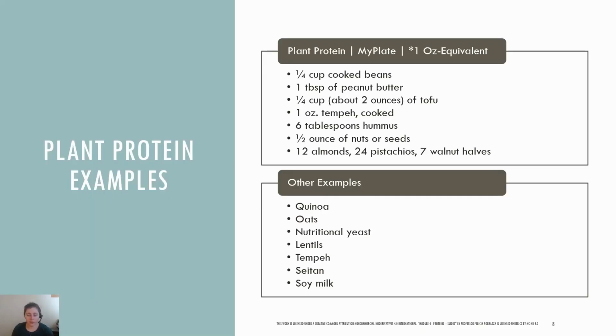Here are some examples of plant proteins: quinoa, oats, nutritional yeast, lentils, tempeh, seitan, and soy milk. We reviewed My Plate in the first lecture, so here are some examples of what 1 ounce equivalent looks like for plant proteins. A 1/4 cup cooked beans, tablespoon of peanut butter, a 1/4 cup or about 2 ounces of tofu, 1 ounce tempeh cooked, 6 tablespoons of hummus, 1/2 ounce of nuts or seeds, and 12 almonds, 24 pistachios, 7 walnut halves.